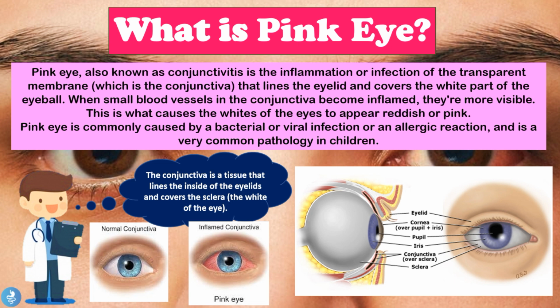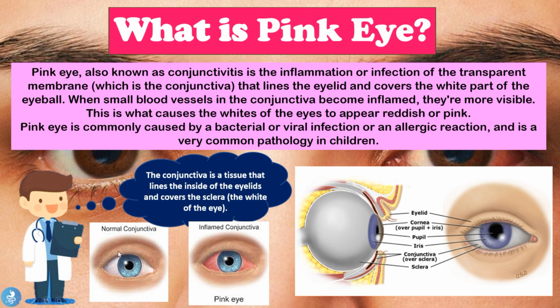Pink eye, which is also commonly known as conjunctivitis, is the inflammation or infection of the transparent membrane, which is called the conjunctiva, that lines the eyelid and covers the white part of the eyeball. When small blood vessels in the conjunctiva become inflamed, they're more visible. This is what causes the whites of the eye to appear reddish or pink. Pink eye is commonly caused by a bacterial or viral infection or an allergic reaction, and is a very common pathology in children.